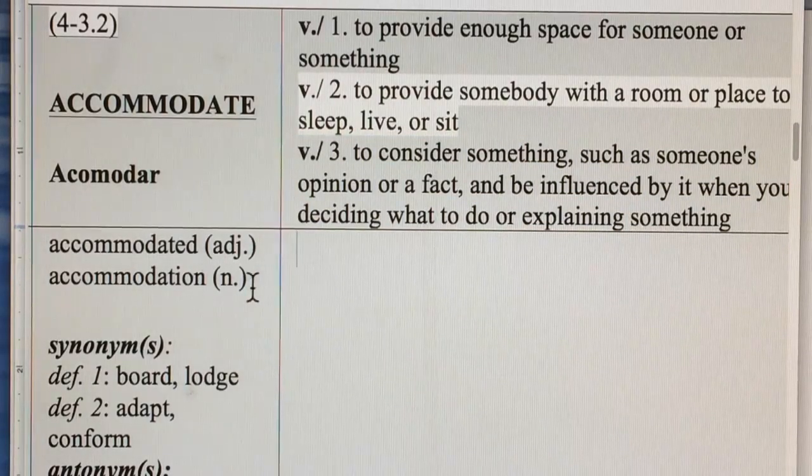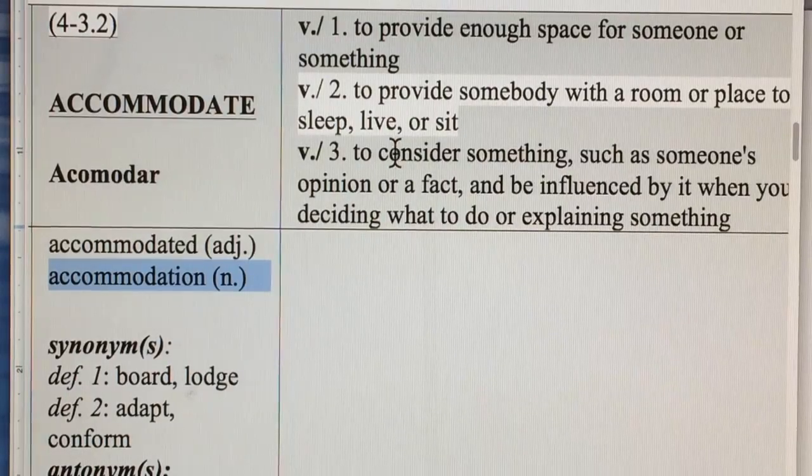You have 2 familial words, accommodated, which is your adjective form or participle form, and you have accommodation, which is the noun. Okay? So the space that you give somebody, or when you provide somebody with room, that's your accommodation. Sometimes people talk about that when they're looking for a hotel and they talk to a travel agent, and they say, hey, I need airfare and I need accommodations. It means I need a place to sleep. Or you can say the accommodation of someone.